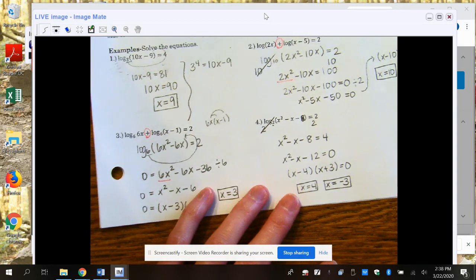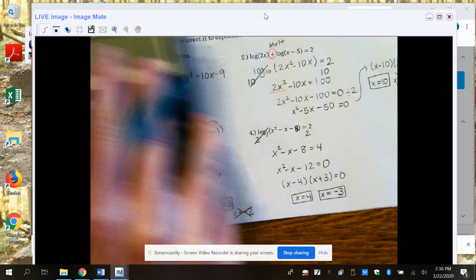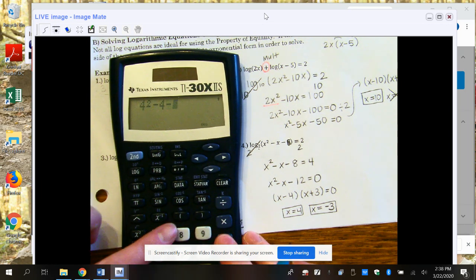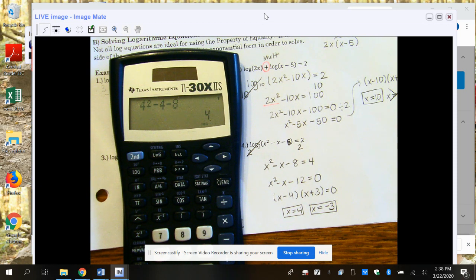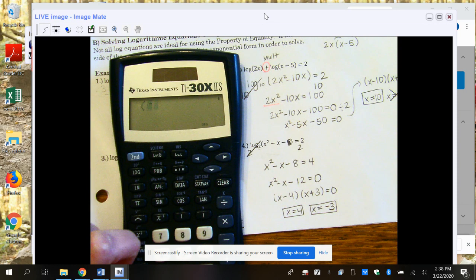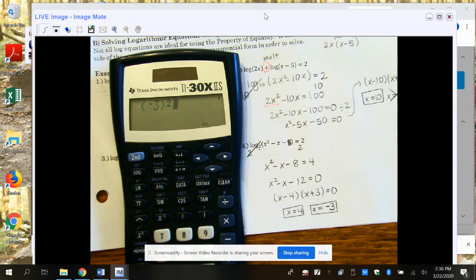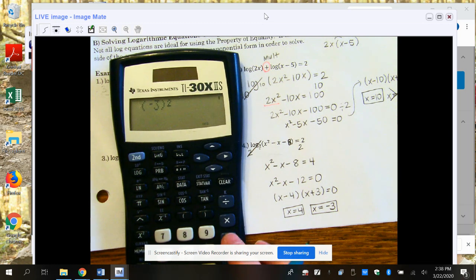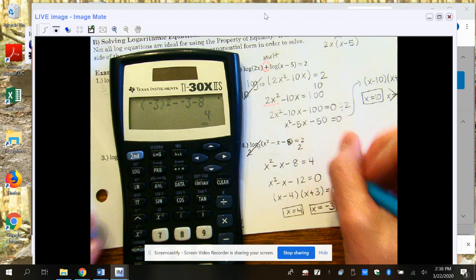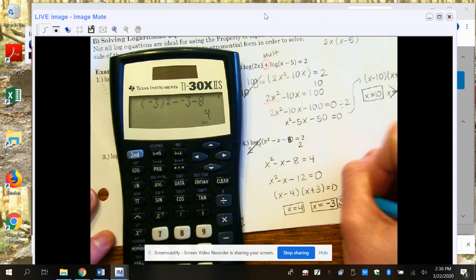So now when I plug these back in, make sure I don't get a negative. 4 squared minus 4 minus 8 gives me 4, so I'm good there. And I know 2 squared is 4. Negative 3 squared, so make sure you put that negative in parentheses because that could affect your answer. Minus negative 3 minus 8 also gives me positive 4. So here's an answer where the negative works.